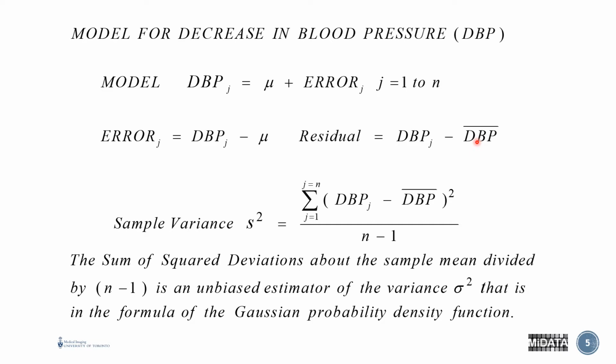Correct? If we then look at our sums of squares here on the top, it's nothing new. It is the value of the dependent variable minus the mean of the sample squared, and it's the sum of them. And to get our variance, we divide by n minus 1. This is, once again, as we've seen previously, an unbiased estimator of the variance that is in the formula of the Gaussian probability density function. Nothing new, but we're just starting to tie this in to the statistical model.